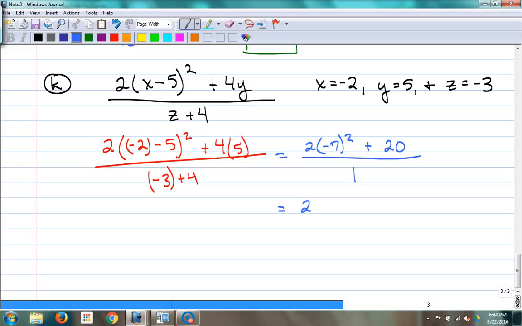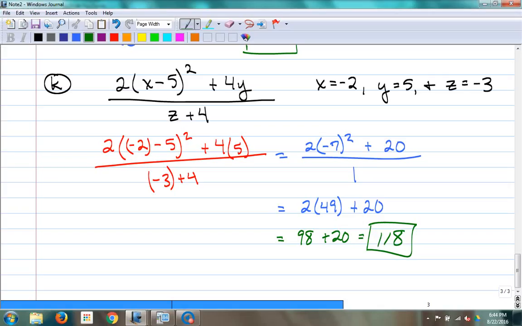So that ends up being 2 times 49, excuse me, plus 20. And what's 2 times 49? 2 times 50 would be 100. 2 less than that would be 98 plus 20. Should be 118. And it's over 1, so that just makes it that number. Lose the denominator there.